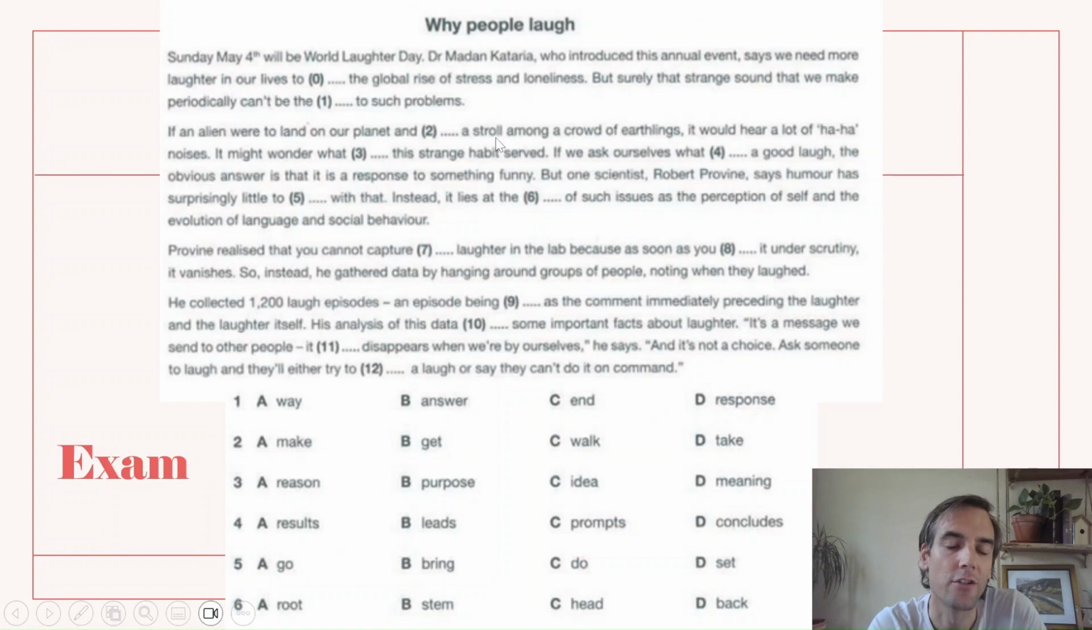Number 2, a stroll. Super typical. You know it or you don't. The expression, that means going for a walk.